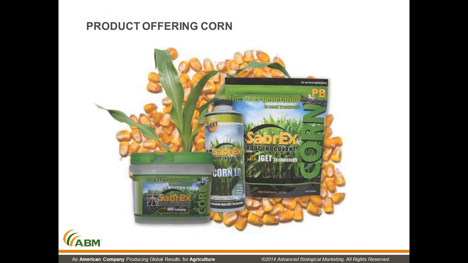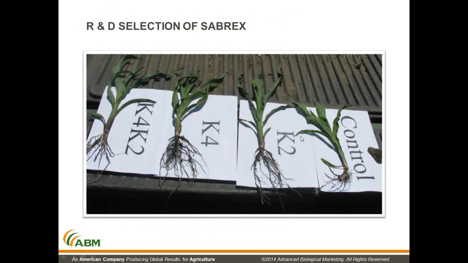The first product I'll talk briefly about here would be the Sabrex for corn. Here it shows our research and development selection of the various strains of Trichoderma, and how we combine them together and find out which one of these is working best for, in this case, a corn plant.